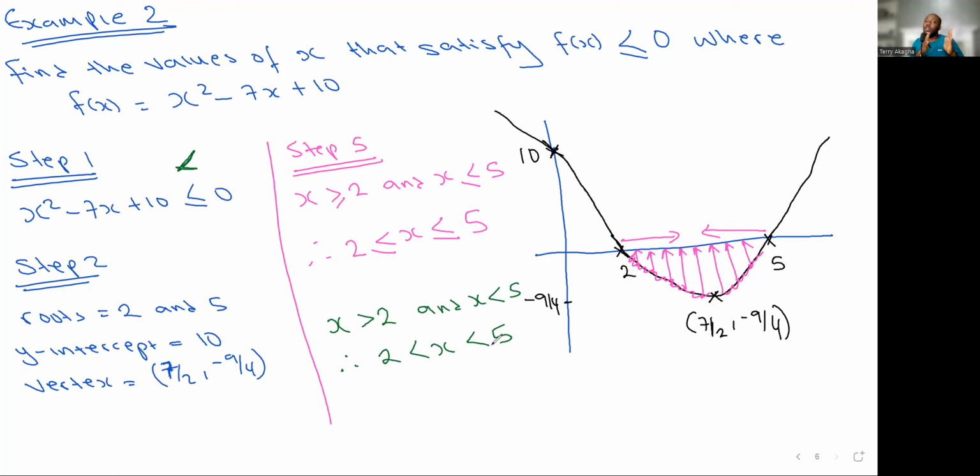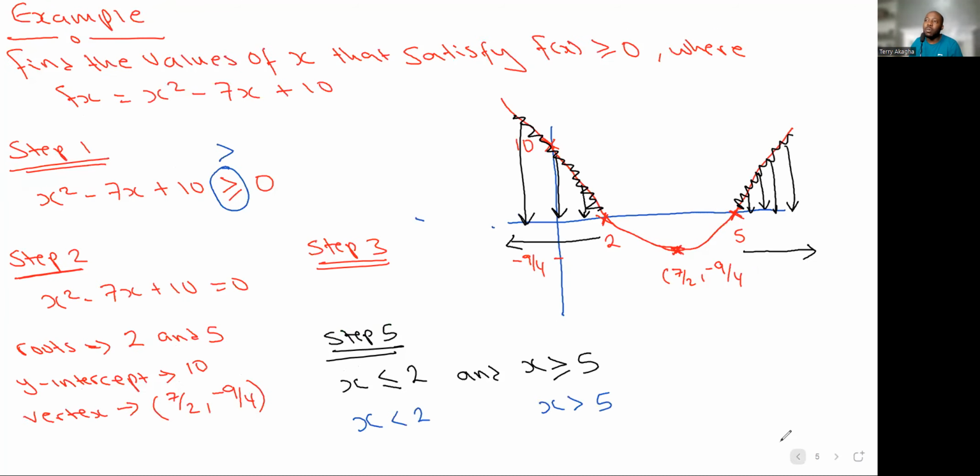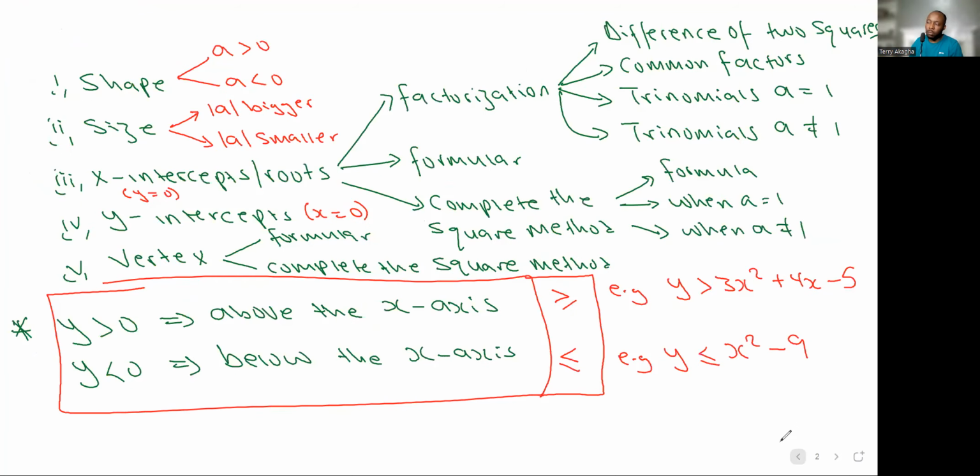So it's very important you know how to graph. I've talked about that. So I'm just applying the principle here. The only difference is that when you have greater than, it's above the x-axis. When you have less than, it's below. So this is the most important thing to keep in mind. When you're solving greater than, it's above the x-axis. Less than or equal to is always below the x-axis. And try to review how to draw a quadratic equation graph. You have to first find the shape, the size, the x-intercept or the root, the y-intercept, the vertex, and I gave you several ways of solving that.